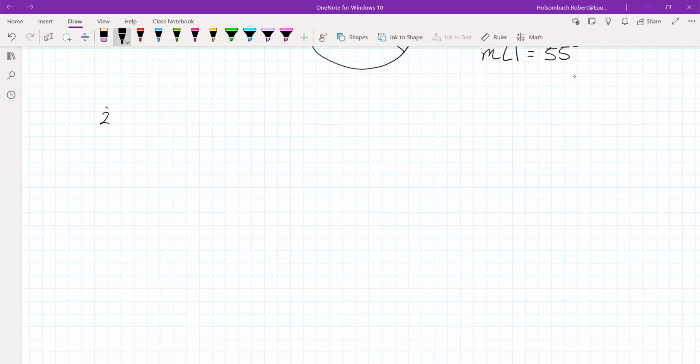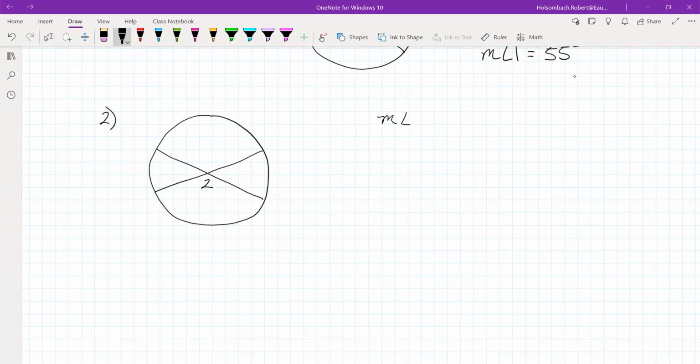Number 2, we've got another circle with the 2 chords intersecting inside the circle. And now our angle is right here, and we need the measure of angle 2. We've got an arc on the left that's 48 degrees, and we've got an arc on the right that's 40 degrees.